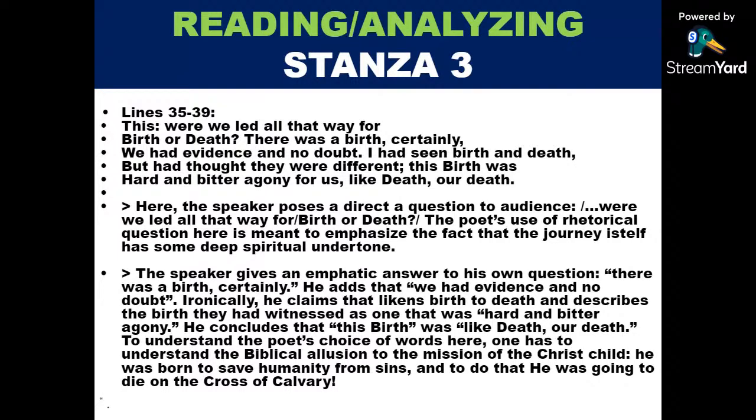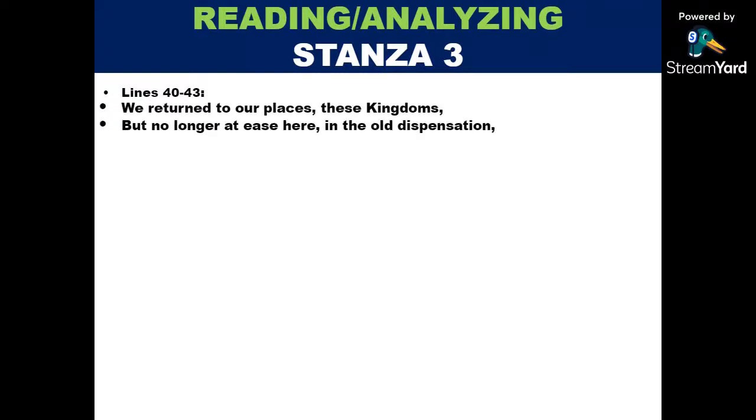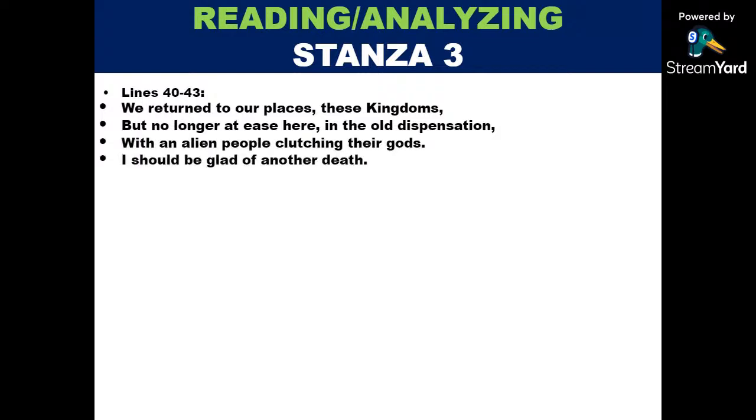Now let's look at some other lines in stanza 3, and we want to look at lines 40 to 43. Of course, the last lines. We return to our places, these kingdoms, but no longer at ease here in the old dispensation, with an alien people clutching their gods, I should be glad of another death.